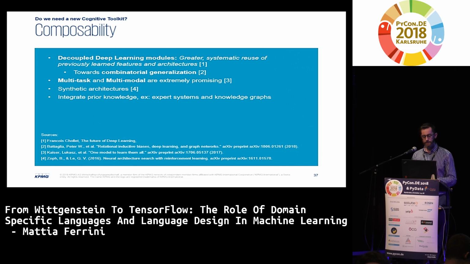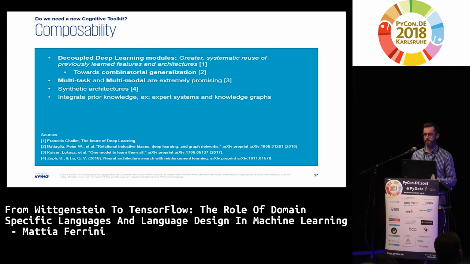There's an additional driver that made me believe that we are heading towards a different way to approach problems, and therefore the need of a different cognitive toolkit. And that's really the composability in machine learning. We started with some linear regressions, then we move on and we reach deep learning architecture, and deep learning architectures are exploding in complexity. As pointed out by François Chollet in a very interesting essay online, we see greater systematic reuse of previously learned features and architectures.